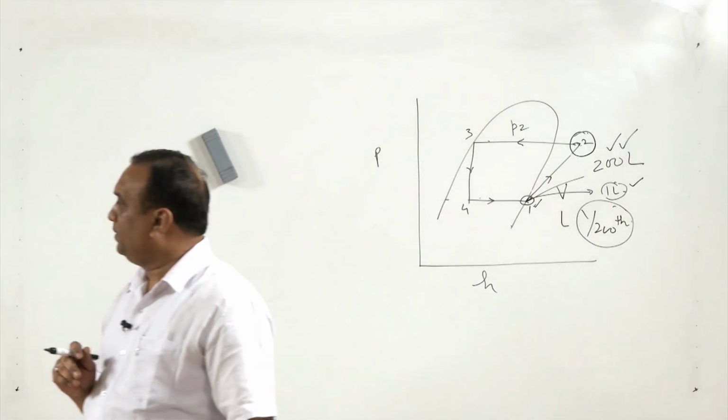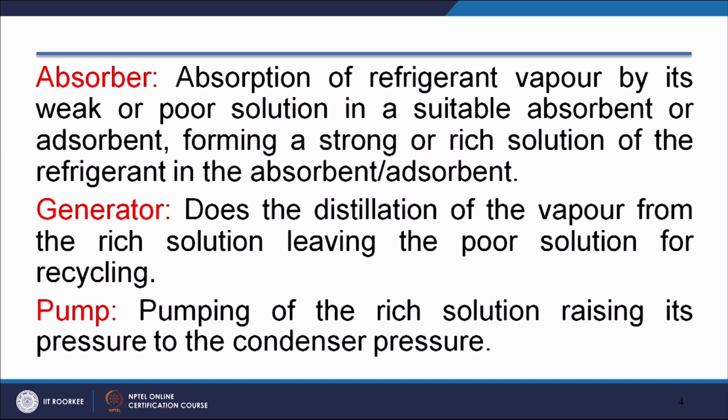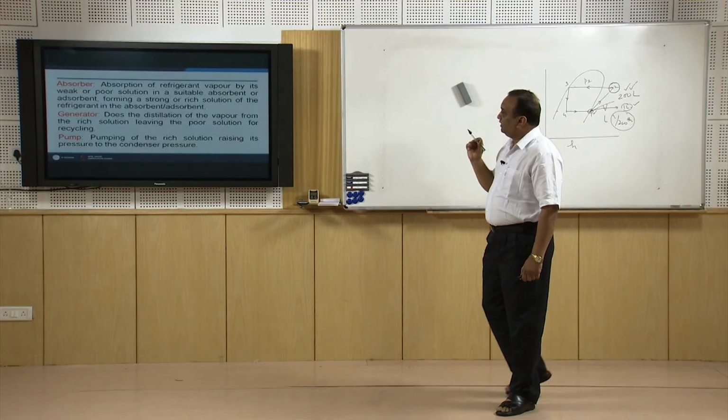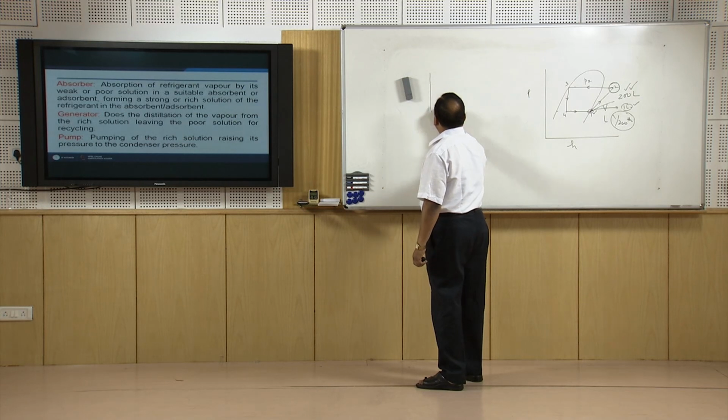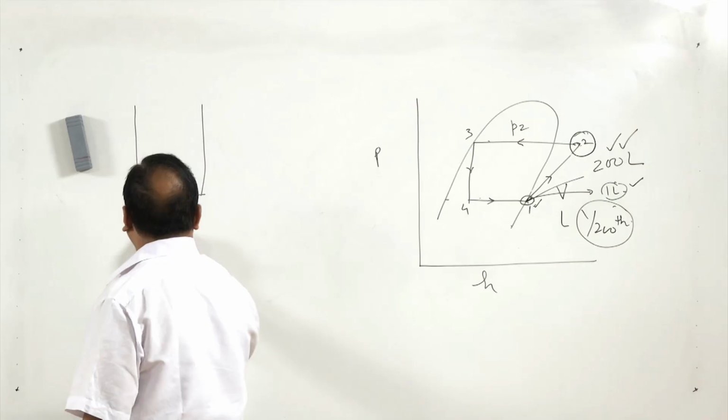The absorber. In absorber, the absorption of refrigerant vapor by its weak or poor solution in a suitable absorbent forming a strong or rich solution of the refrigerant in the absorbent. So here, in the absorber, the vapor is absorbed in an absorbent. It is known as absorber.